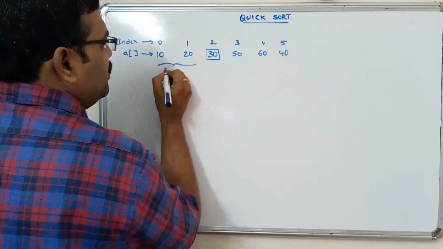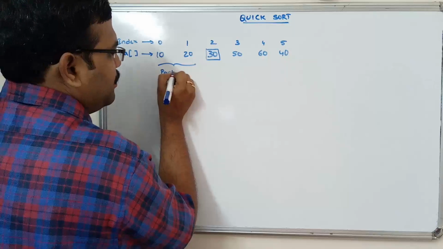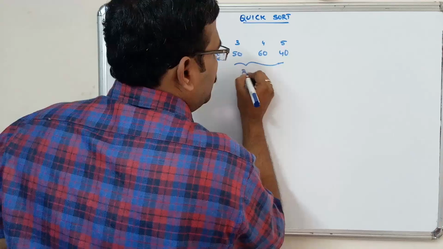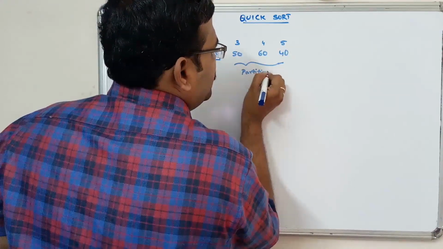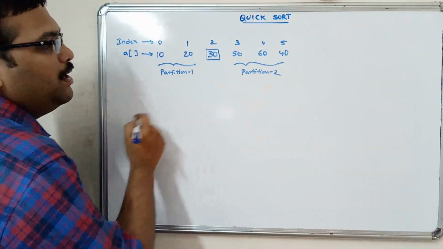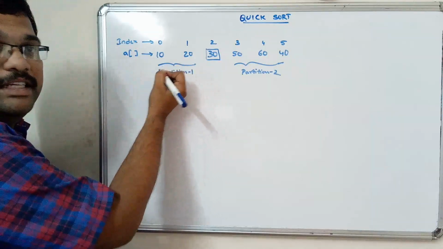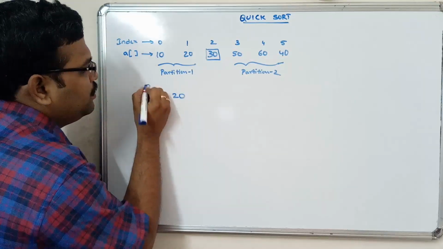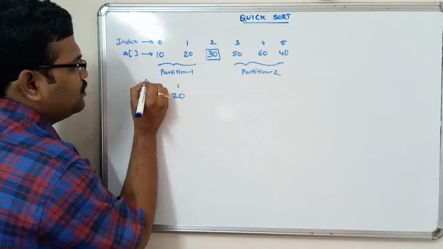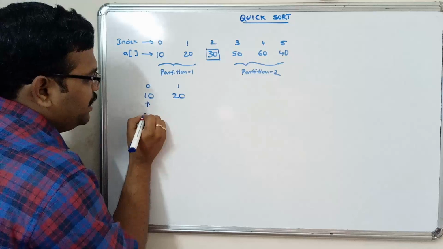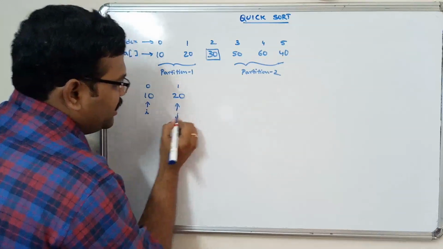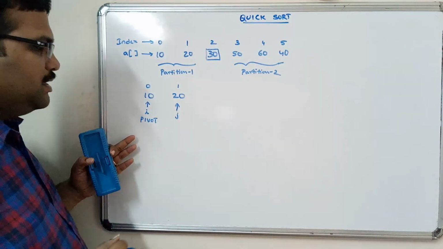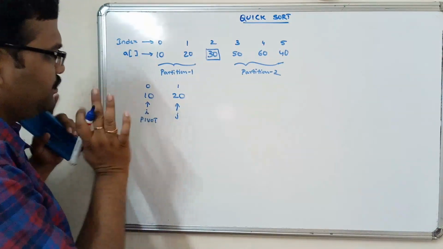So this will be the partition 1 and this will be the partition 2, right? So let us consider these partitions. So 10 and 20, 0th index, first index. So obviously this will be I, this will be J, and also pivot. We know that we are considering the pivot as a first element, so this one.